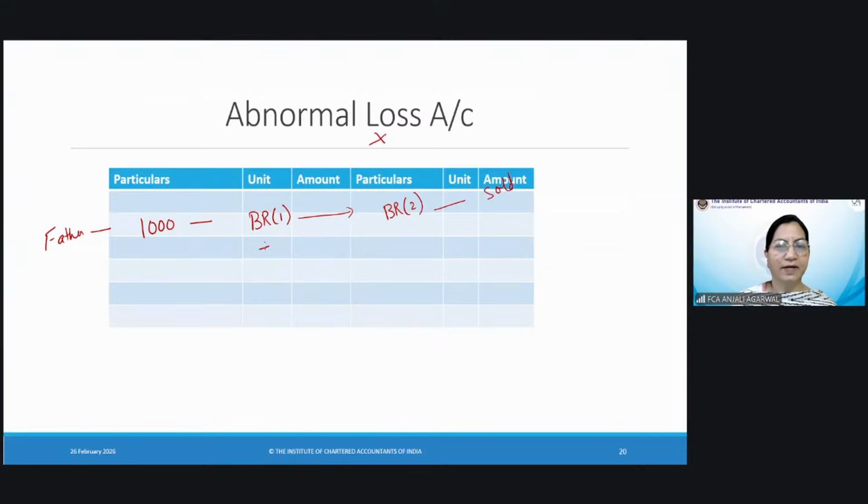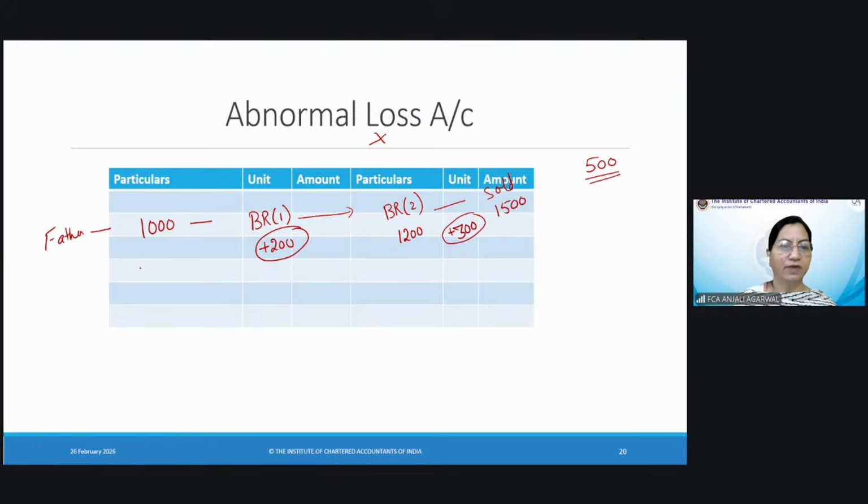So brother one added 200. This becomes 1200 to brother two. He sold it in the market for, let's say, 1500. So the profit of brother two becomes 300. So what is the profit of the entity? 200 plus 300, it becomes 500.